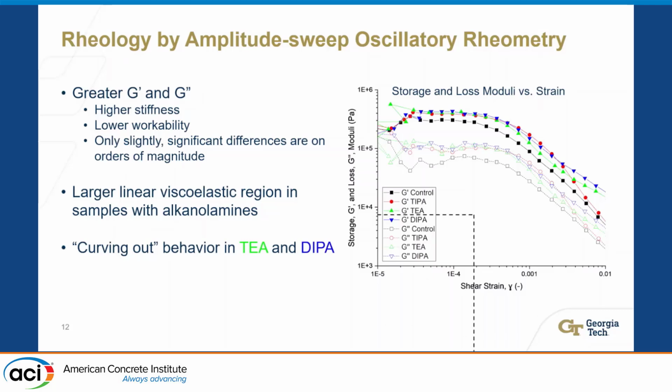So if you look at this flat area on the control sample, it extends to about there, and in the samples with our alkanolamines, they extend a little bit further down. We also see a curving out behavior in the TEA and DIPA samples. If we look at the very edge of that strain, the high strain area, where the control and TIPA containing samples still go down, the TEA and DIPA samples curve out a little bit.